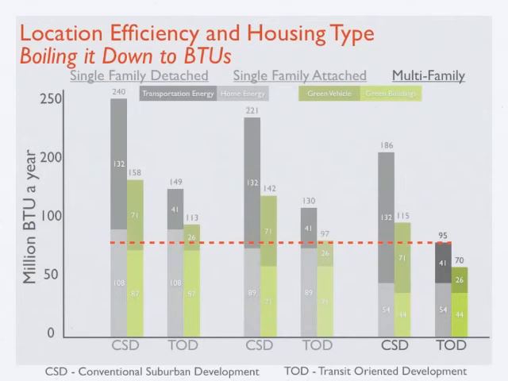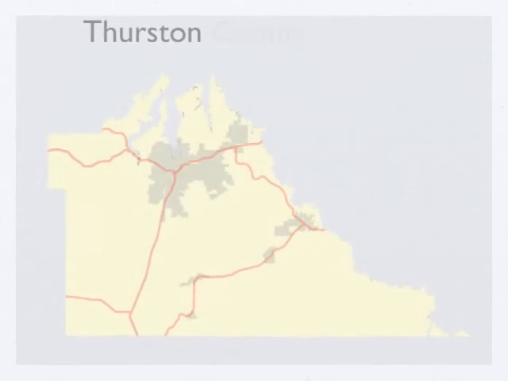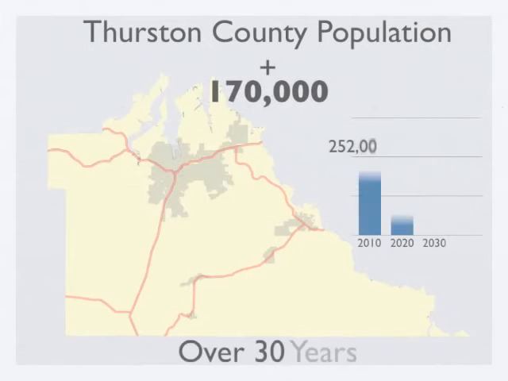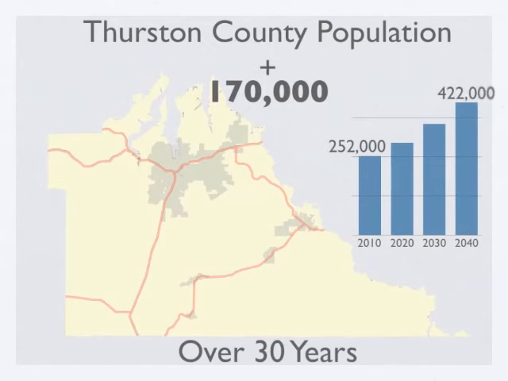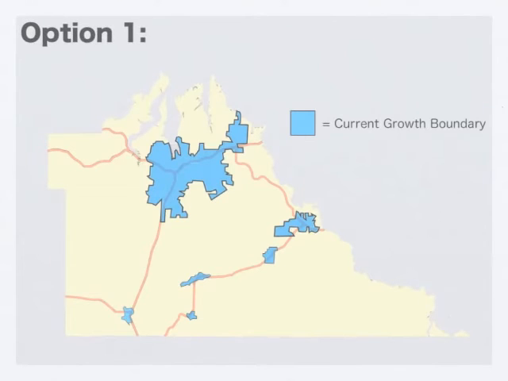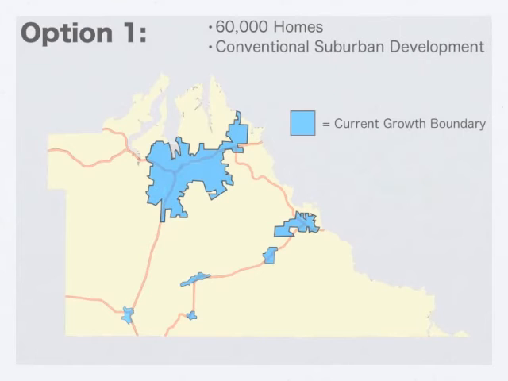And that's important to keep in mind, because we're not just planning for the people you see on the streets today. With Thurston County's prime location and high quality of life, we're expected to attract 170,000 new residents over the next 30 years. Let's look at a couple of options to consider how this growth could look. We're expecting 60,000 new homes in our urban area to accommodate future growth.